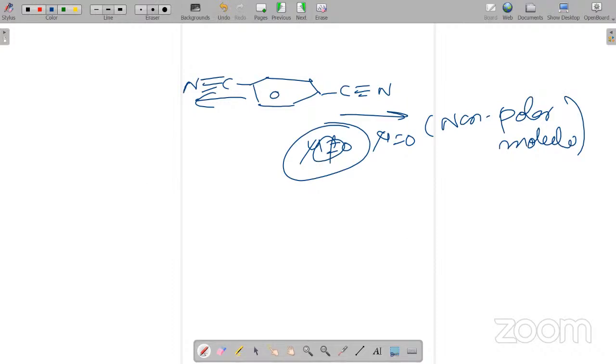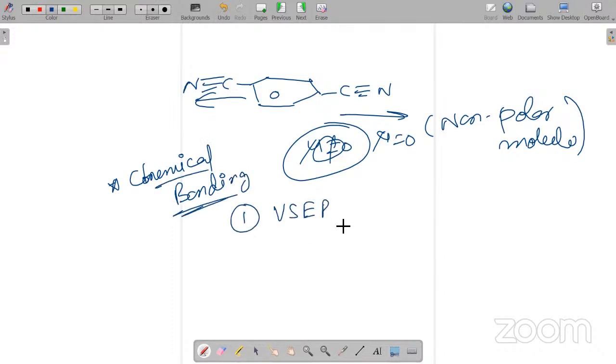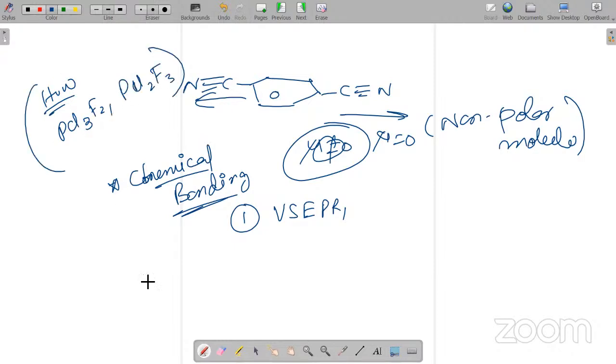Polarity and non-polarity, and some other important topics for chemical bonding, I am writing here. Remember and please do read. VSEPR theory is a must. Homework I am giving you: find which is polar and which is non-polar.